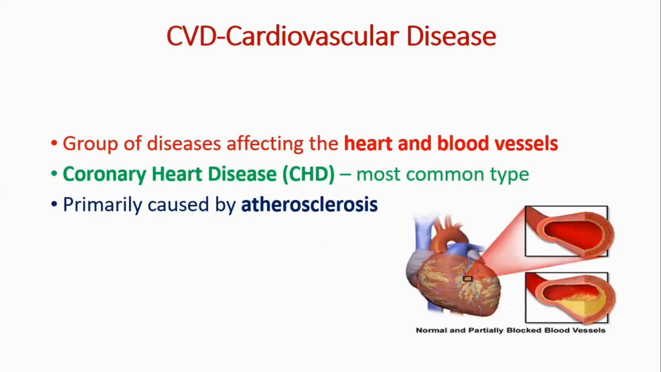So, cardiovascular diseases or CVD is a general term used to describe disease affecting heart and blood vessels. The most common type of CVD is coronary heart disease, also known as CHD. CHD mainly occurs due to atherosclerosis, a condition in which fatty deposits accumulate in large and medium-sized arteries supplying blood to the heart muscles. This reduces blood flow to heart and forms the basis for many serious cardiac conditions.